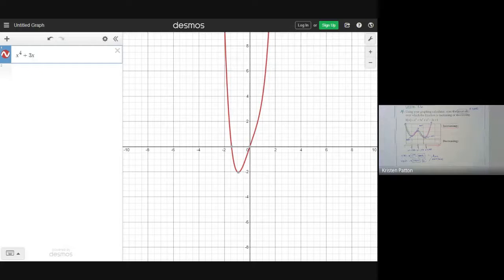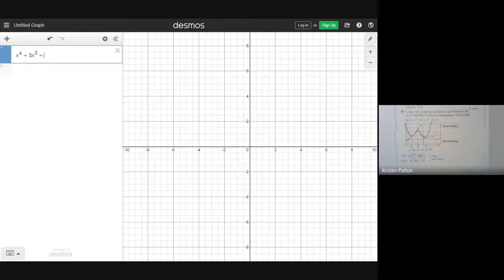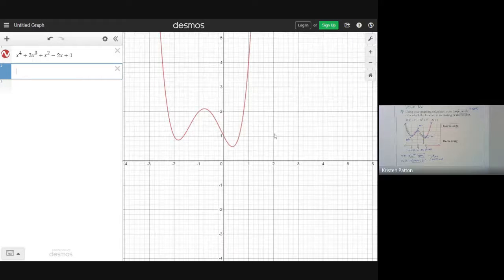Plus 3, whoops, yep, x. And then again, I'm going to get my caret to the 3rd. And it's changing the graph as I go. Plus x caret 2, minus 2x, and then plus 1. And you can hit enter, and it puts that graph right there on our paper. You can change the window if you want. You can scroll to zoom in. You can scroll back to zoom out. That's up to you. We want to find the min, the max, and the min.